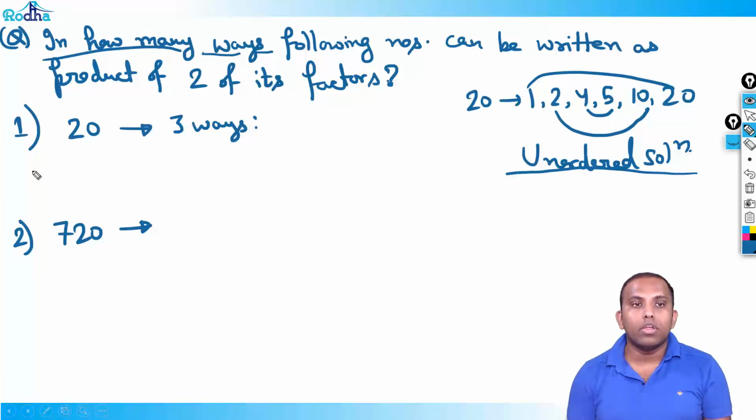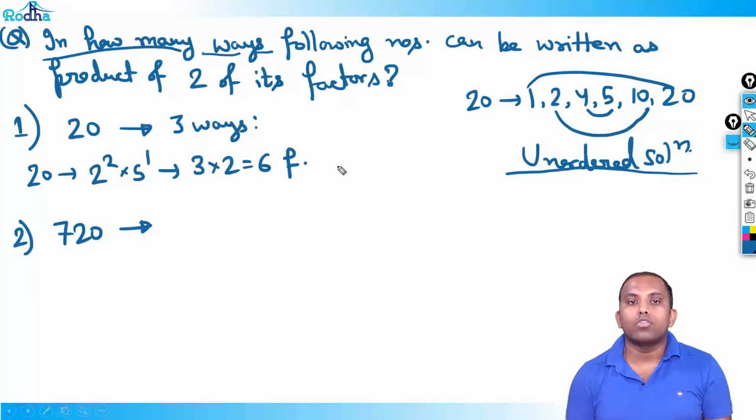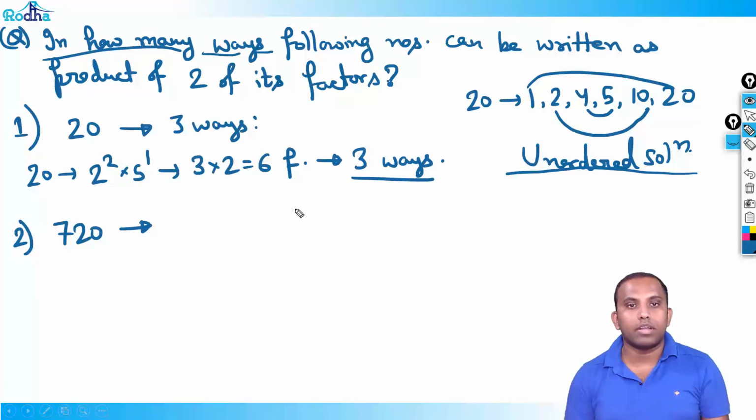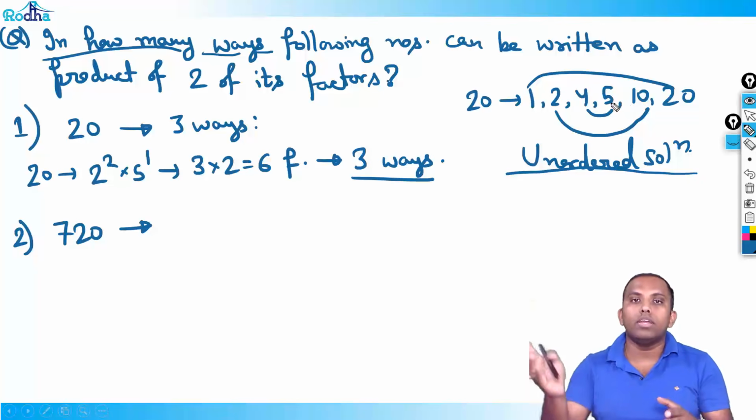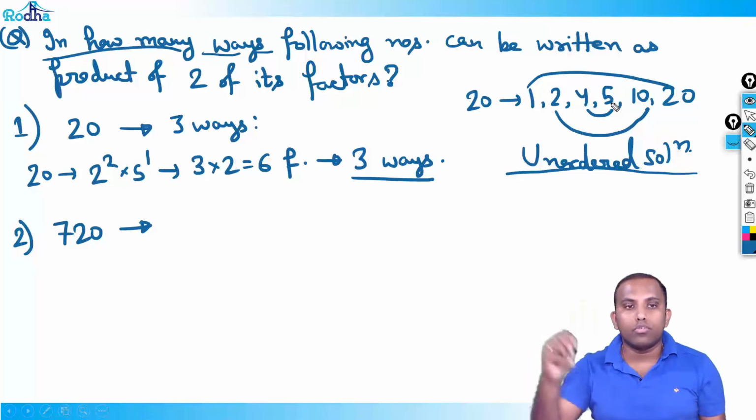What we'll simply do, 20 we'll write in terms of prime basis, that is 2 square into 5 raised to 1, right? How many factors? 3 into 2, total 6 factors. So 6 factors, so how many ways? Half the number of factors, right? There are 3 ways. Directly I can do, there are 6 factors, so I can make 3 pairs: 1 into 20, 2 into 10, and 4 into 5.